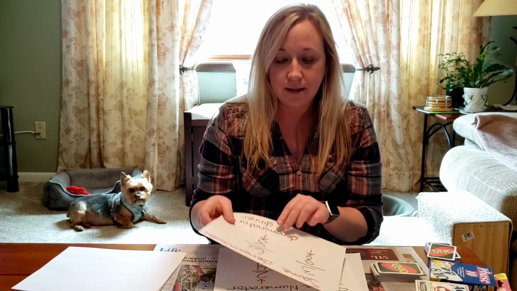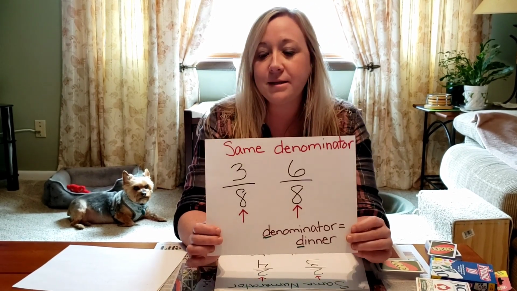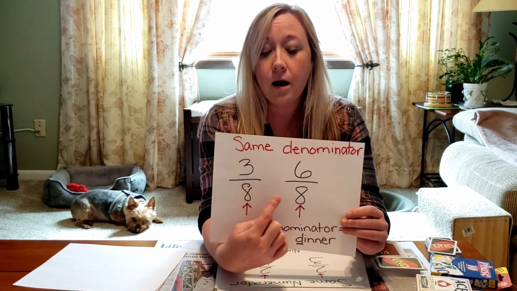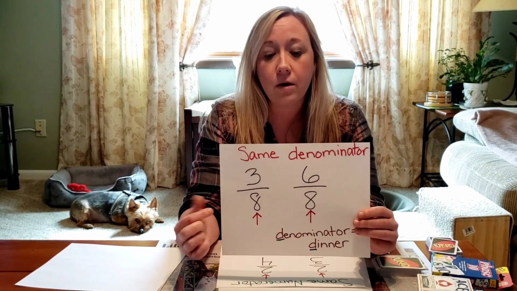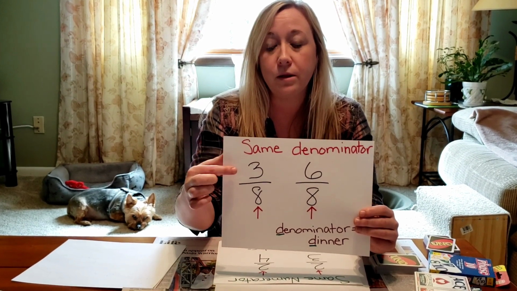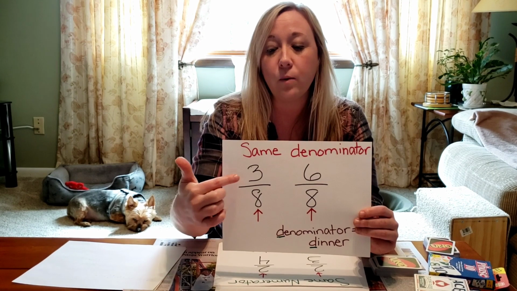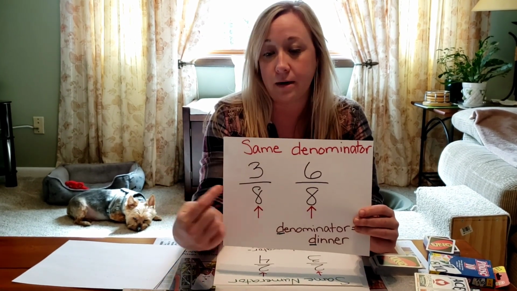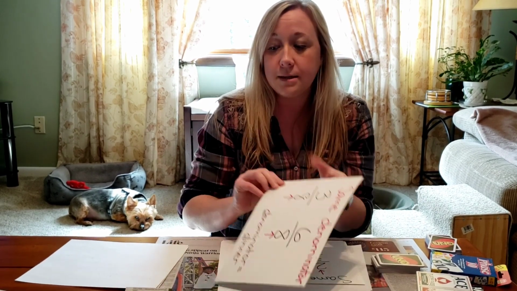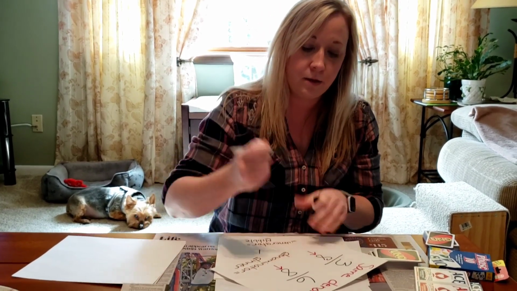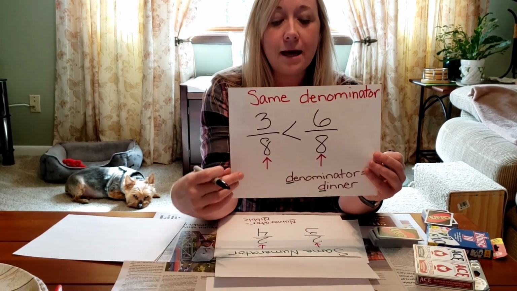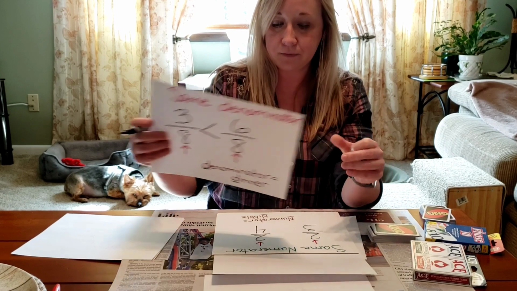So the first thing is when the fractions have the same denominator. And you will notice here both the denominators are 8. And I always tell my kiddos, when the denominator is the same, the alligator wants dinner. So we look at the numerators and we say, okay, which one is the bigger number because he wants dinner? 6 is the bigger number. So the alligator wants to eat the 6. So then we show that 3/8 is less than 6/8.